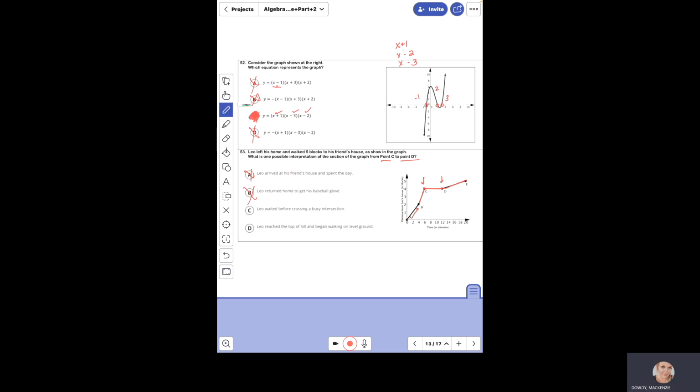C, Leo waited before crossing a busy intersection. That's possible because he stayed in the same place and he just waited. Like, he was just there. He didn't go anywhere. So that one's possible. I'm going to check that one. We're going to continue to D. It says he reached the top of the hill and began walking on ground level. This doesn't talk about the height of the ground. It talks about the distance from the house, distance and time. So whether it's a hill or not is irrelevant. So we're going to eliminate D. C is your answer for 53.